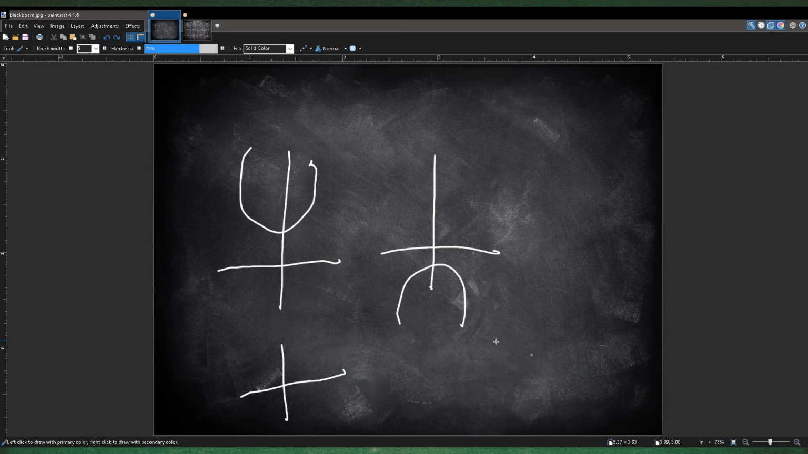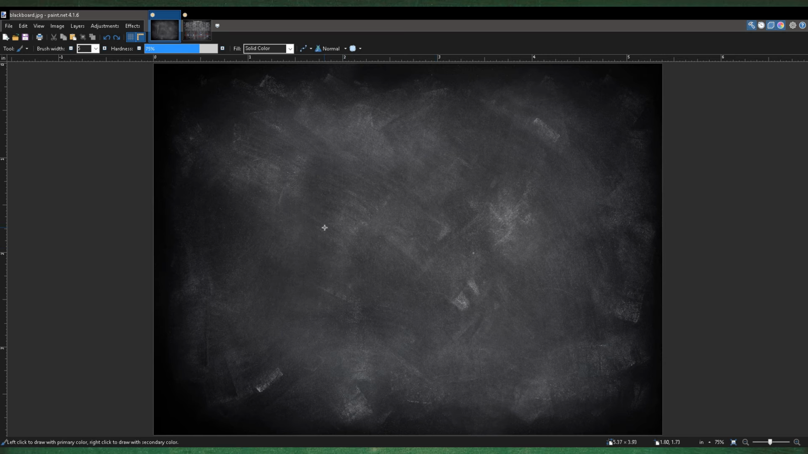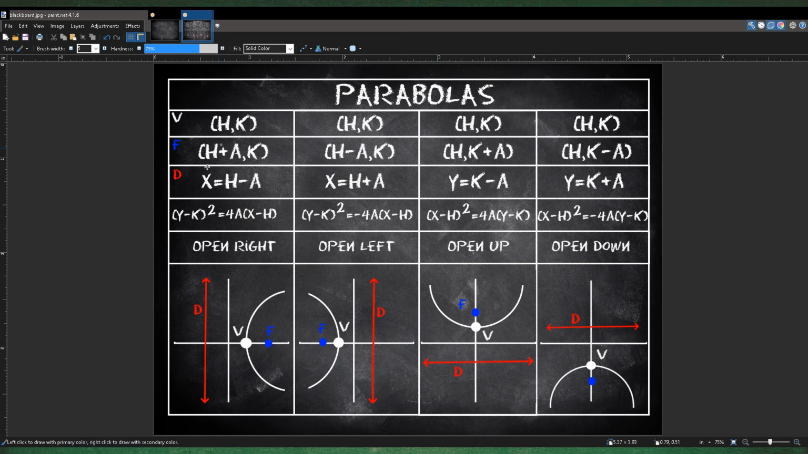So how do you write these equations and find their properties? Well, you could just use this chart that I made. These are all the four types of parabolas. These are the vertex, these are the focus, and these are the directrix. And these are the general equation of a parabola.